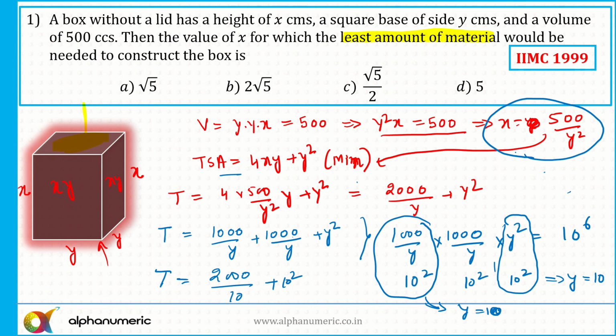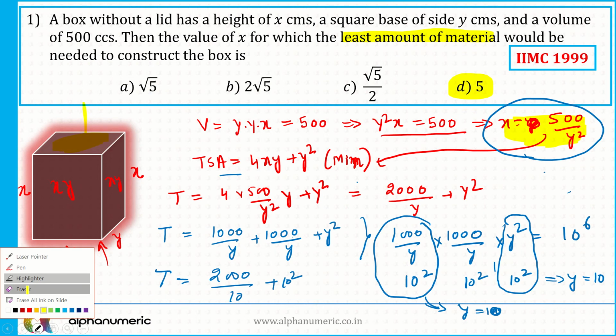Okay, let me highlight which equation I am talking about. So in this equation, you can substitute the value of y. If you substitute y equal to 10, we get 500 upon 10 square. 500 upon 10 square means 500 by 100, and 500 by 100 is equal to 5. So the correct answer for this question is option D, which is 5. I hope this is clear to all of you.